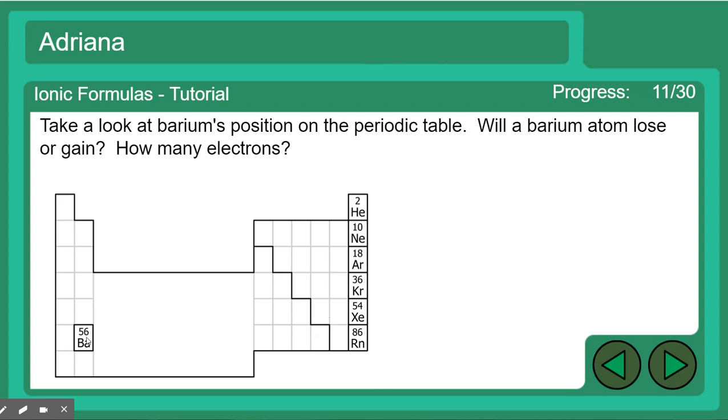Do you think that barium is going to gain electrons, enough electrons to be like radon? Is it going to gain 30 electrons? Look, it's got 56, right? Is it going to gain 30 electrons to get to 86 electrons like radon? Or is it going to lose 2 electrons to be like xenon? What do you think is more likely to happen?